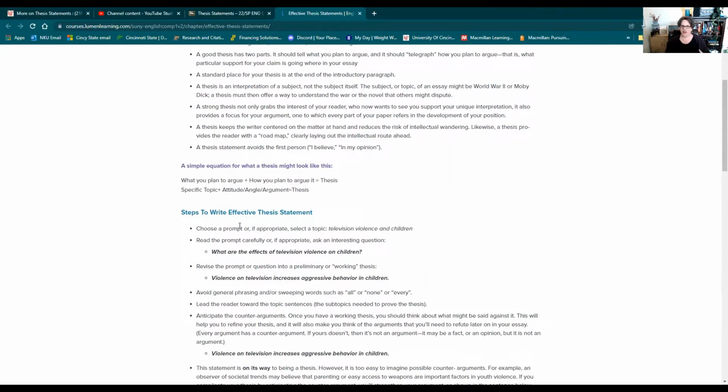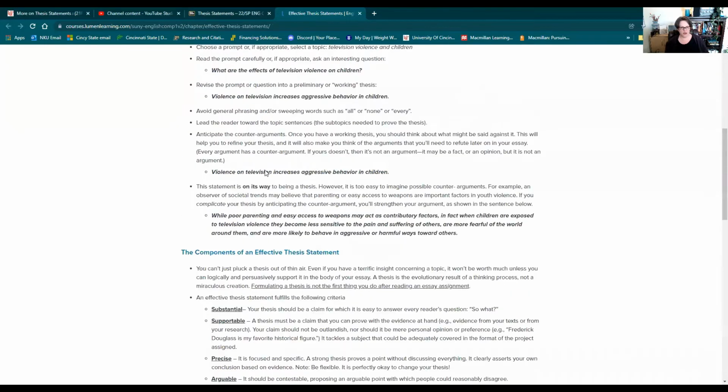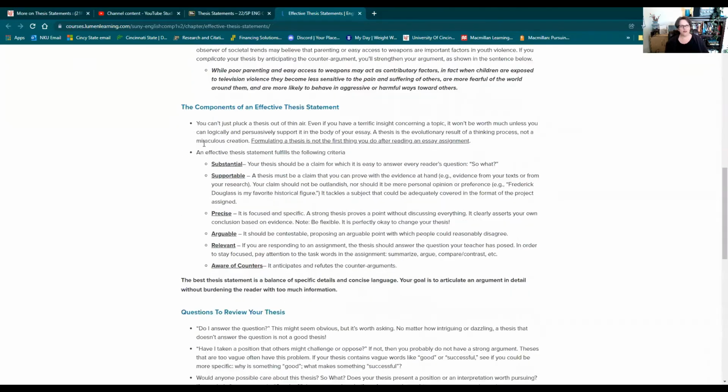You have your topic, right? The thing that you're going to argue, and then you have a plan on how you're going to argue it, right? Your stance, the position that you're taking, and how you're going to go through and argue it. So read through this. There are some components of effective thesis statements.